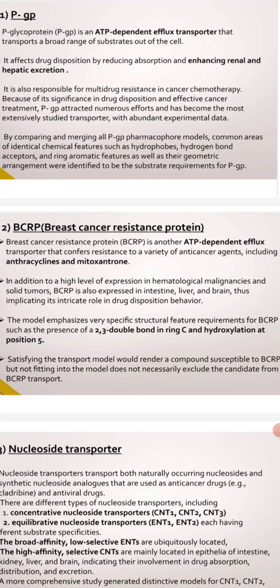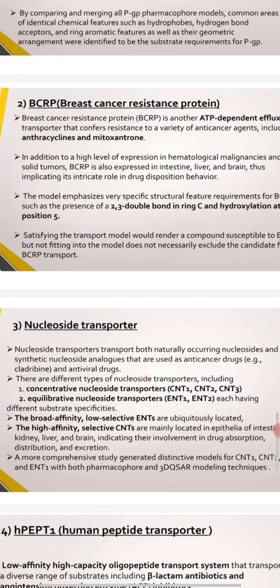This model emphasizes very specific structural feature requirements for BCRP, such as the presence of a 2,3 double bond in ring C and hydroxylation at position 5. Satisfying the transport model would render a compound susceptible to BCRP, but not fitting into the model does not necessarily exclude the candidate from BCRP transport.